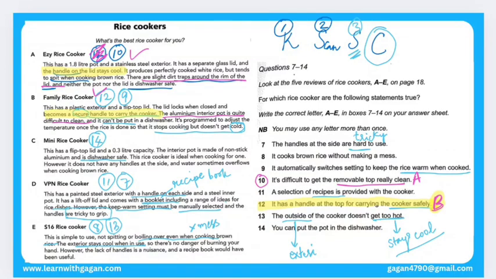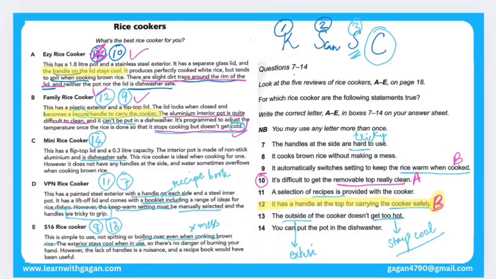Now let's see if 9 we have mentioned anywhere else other than family rice cooker. No, number 9 is it automatically switches setting to keep the rice warm when cooked. We did go through all the features of the cookers. We didn't see that anywhere it is mentioned that automatically keeps the rice warm. So B says that it stops cooking but doesn't get cold, so it keeps the rice warm. So I see that for number 9 B is a good match.